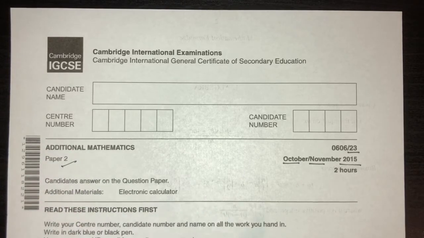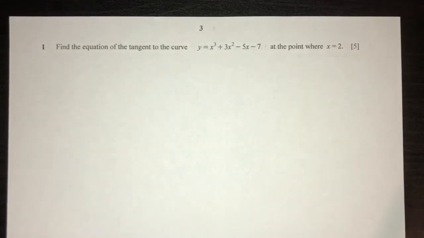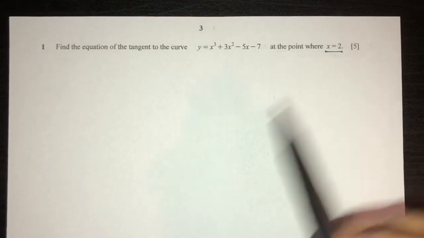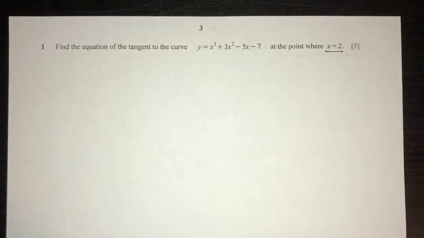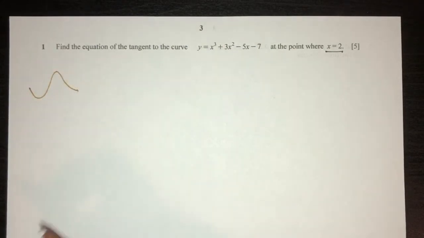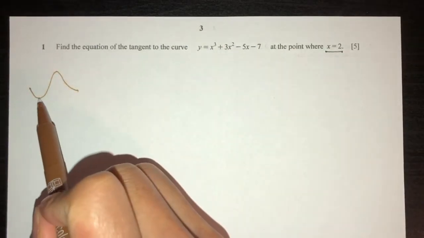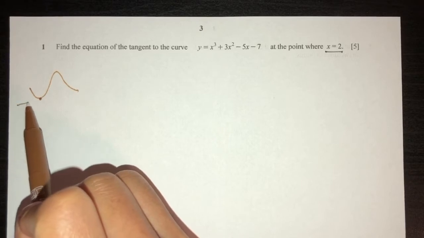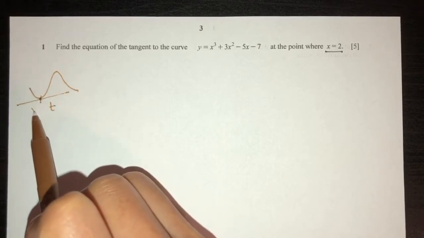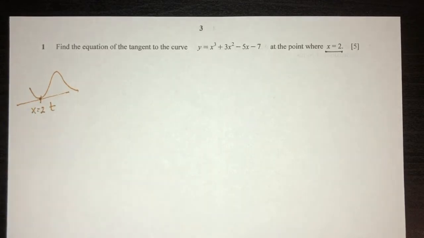Okay, so let's move on to question number 1. We have to find the equation of a tangent to the curve at this point. Basically, if you think about this, we have a curve which looks like, let's say, something like this, right? And then we have a point here, and we have to find the equation of the tangent at this point, x is 2.